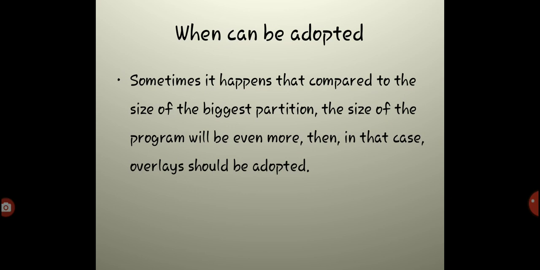For example, if there are partitions like a partition with 50 KB, a partition with 30 KB and a partition with 20 KB, so we have three partitions in memory, for example 50, 30 and 20. What is the size of our program? It is 60 KB. So no one partition can accommodate my single process of 60 KB, because the biggest partition is only 50 KB, which is less than the program. At that time what we can do is adopt overlaying.